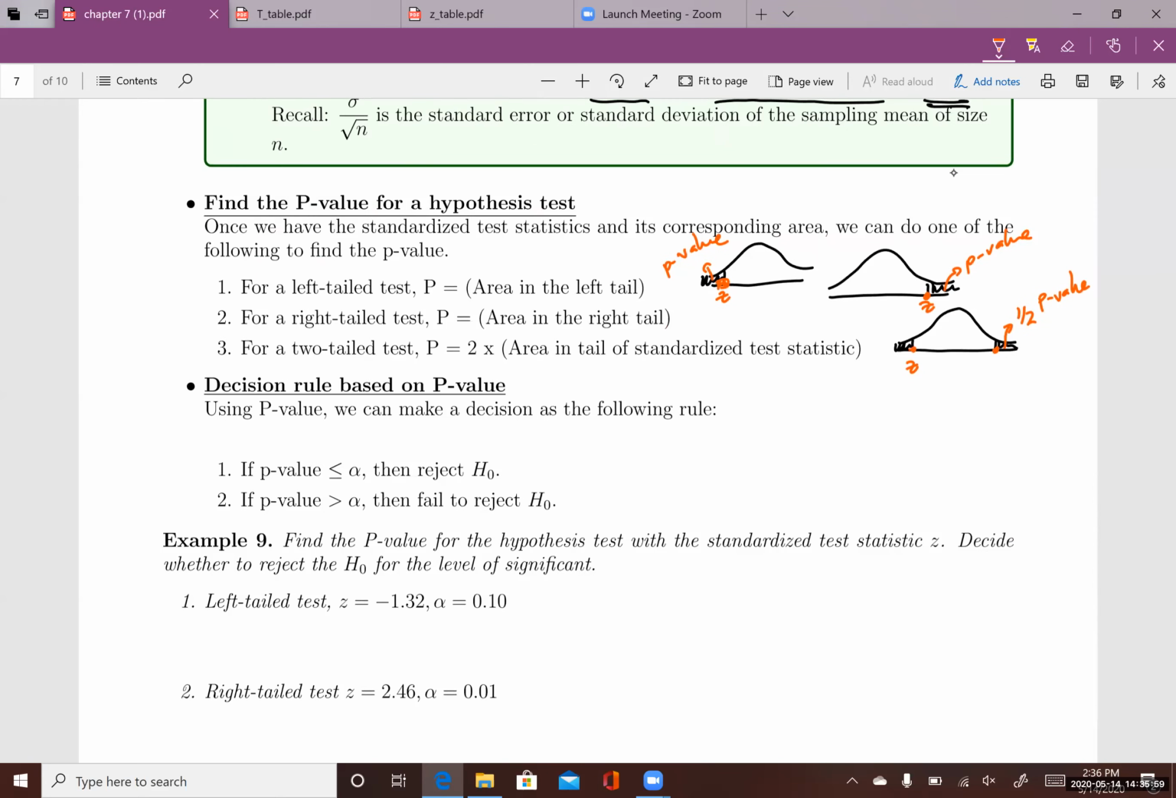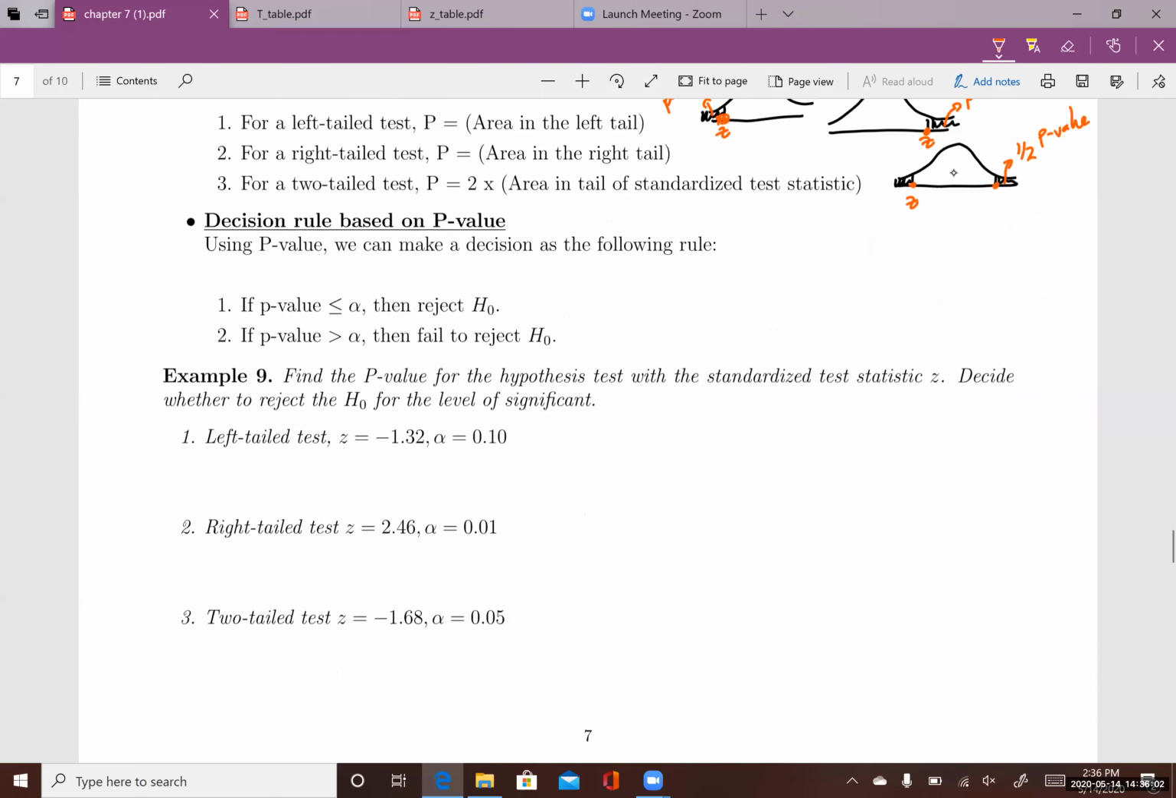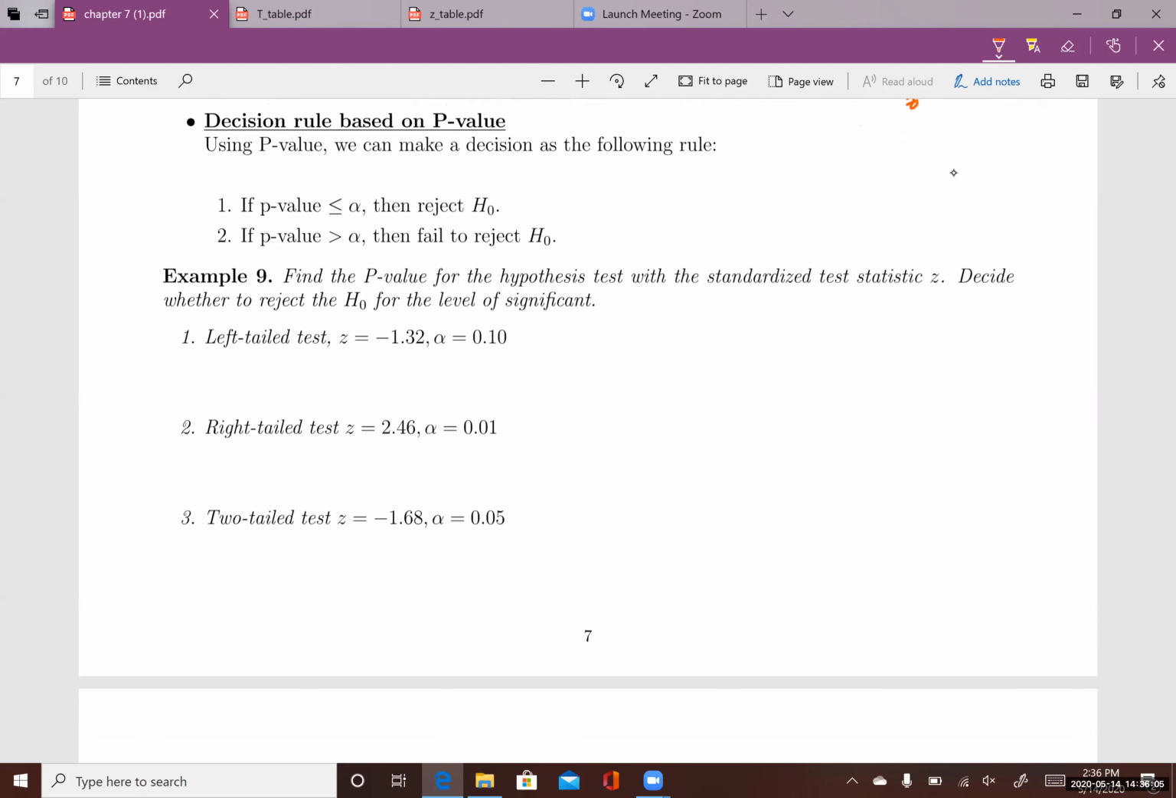So once you find the p-value, how can you make a decision? The decision is made using the following rule. You compare the p-value with alpha. Alpha is the level of significance. If p-value is relatively small compared to alpha, less than or equal to alpha, you reject the null hypothesis. If p-value is greater than alpha, that means you fail to reject the null hypothesis. And under a hypothesis test, the null hypothesis always assumes that the mean of the population equals the k value that you are testing.